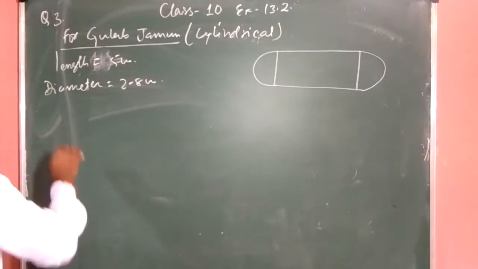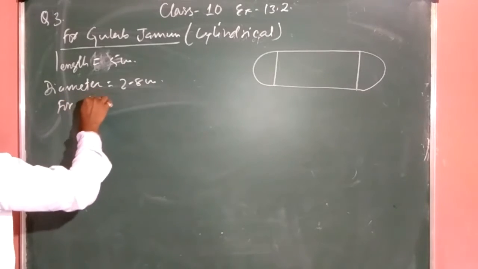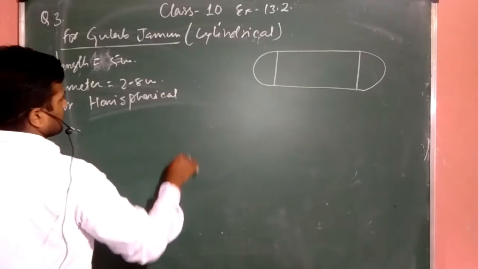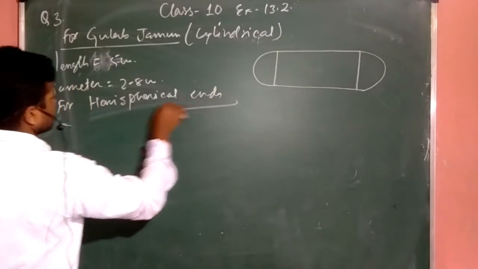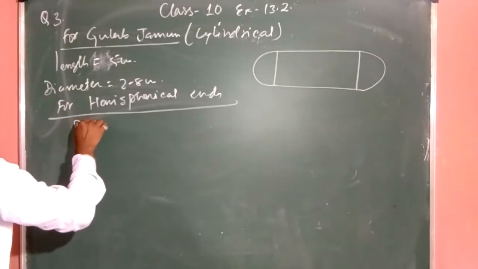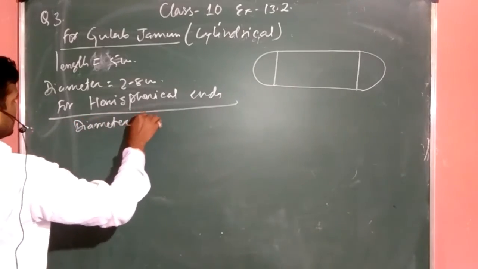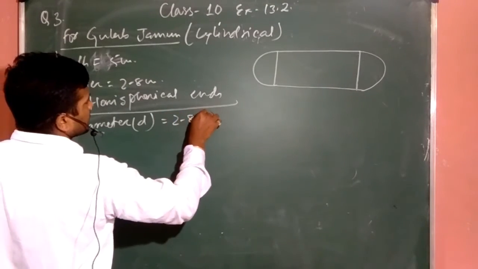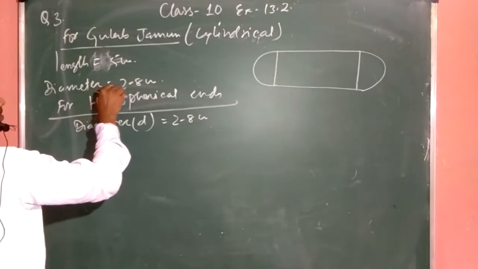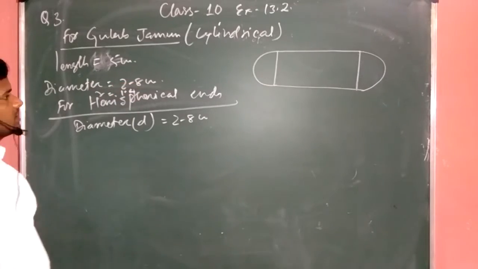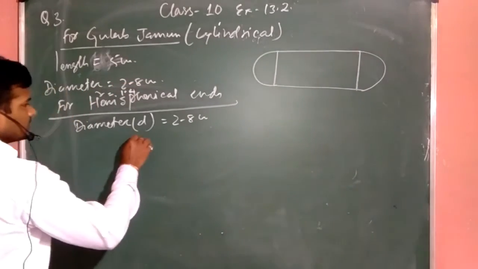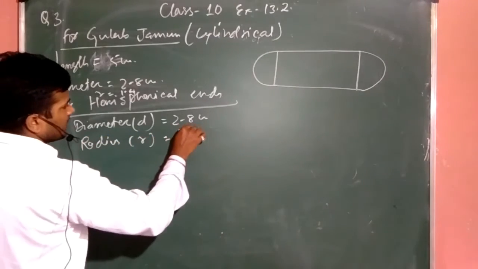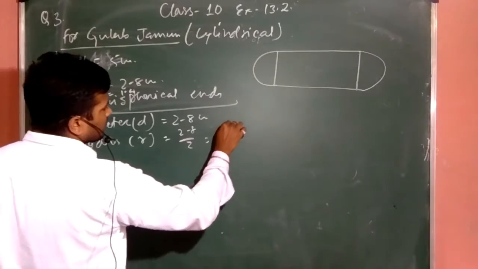Now we'll go for the hemisphere. For the hemispherical ends, again the diameter is given as 2.8 centimeter. If the diameter is 2.8, then what will the radius be? 1.4, right? Radius is 1.4. Here also the radius is 2.8 by 2, which is 1.4 centimeter, right?